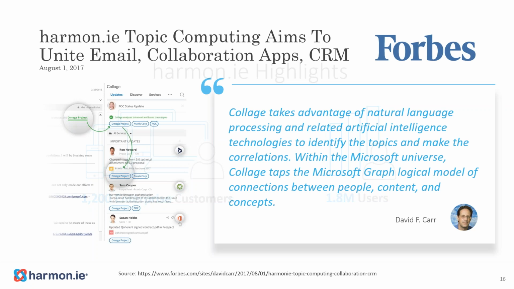So, just an excerpt from a recent study done by Forbes that identified that Collage is really taking advantage of the way that we need to understand how the human brain works. We're focusing on topics that we need to work on rather than the tools that we need to use at any point in time, because we need to tie those together, and Collage is really doing that, focusing on this topic-driven interface and intelligent topic identification.